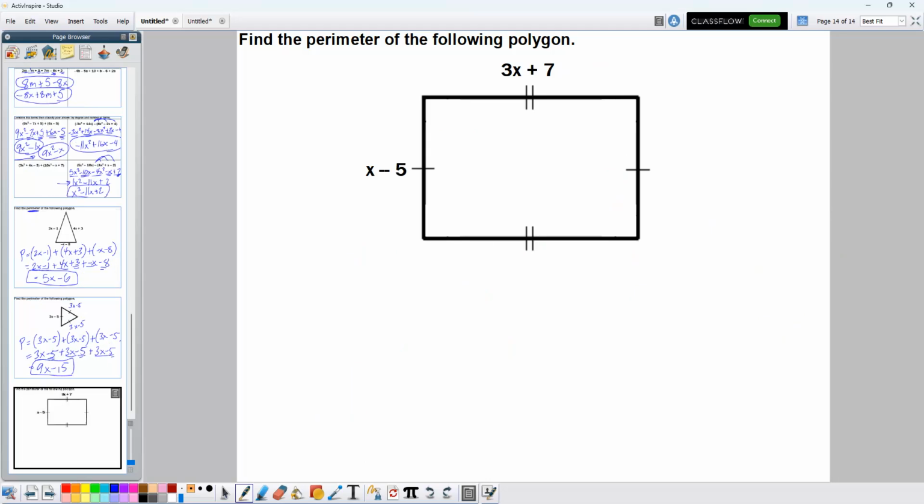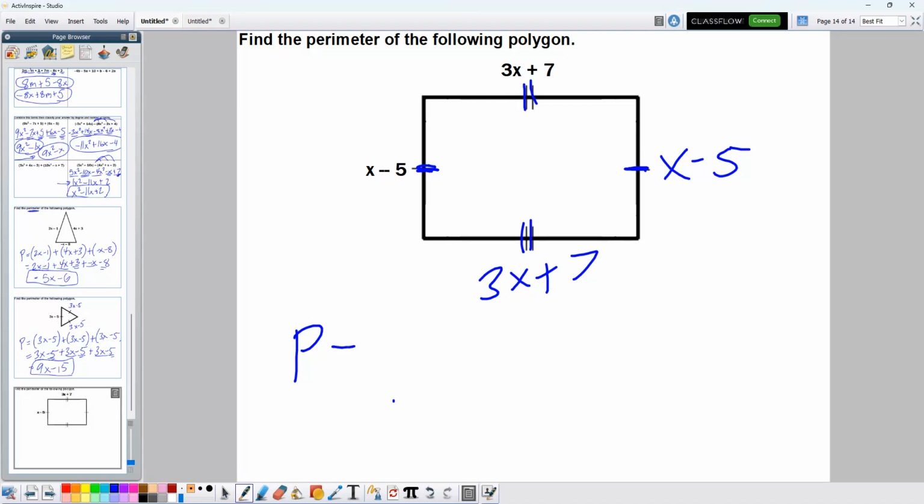Last one right here, I've got a rectangle, and I've got to find the perimeter again. So I've got to add up all the sides. This one has 1 dash on it. This one has 1 dash on it. That means they are the same. This one has 2 dashes on it. This one has 2 dashes on it. That means that they are the same.